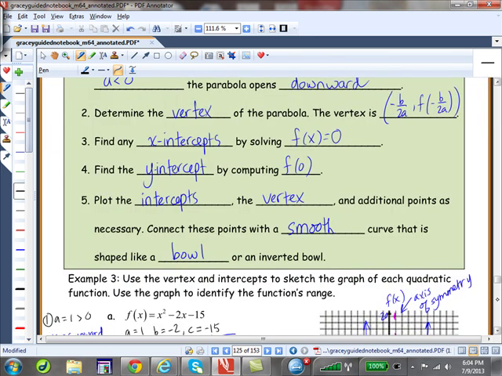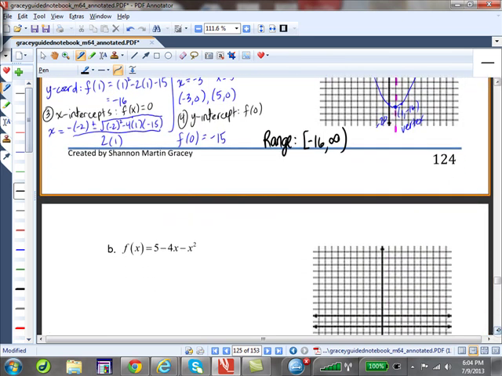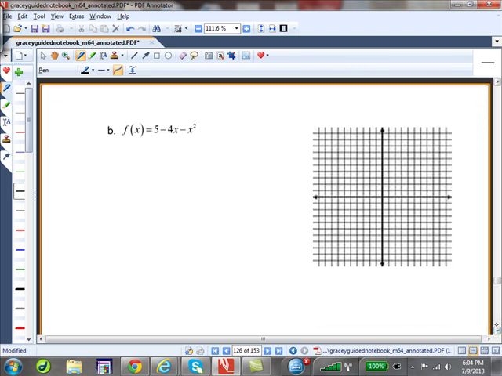Okay, and then we have one more graph to do, I believe. So if you want to go ahead and pause the movie and try it on your own, feel free. Just a little hint, you might want to rewrite this guy as -x² minus 4x plus 5, so you can identify your A, B, and C more easily. Okay, let's see how you did. A is -1, B is -4, and C is 5.